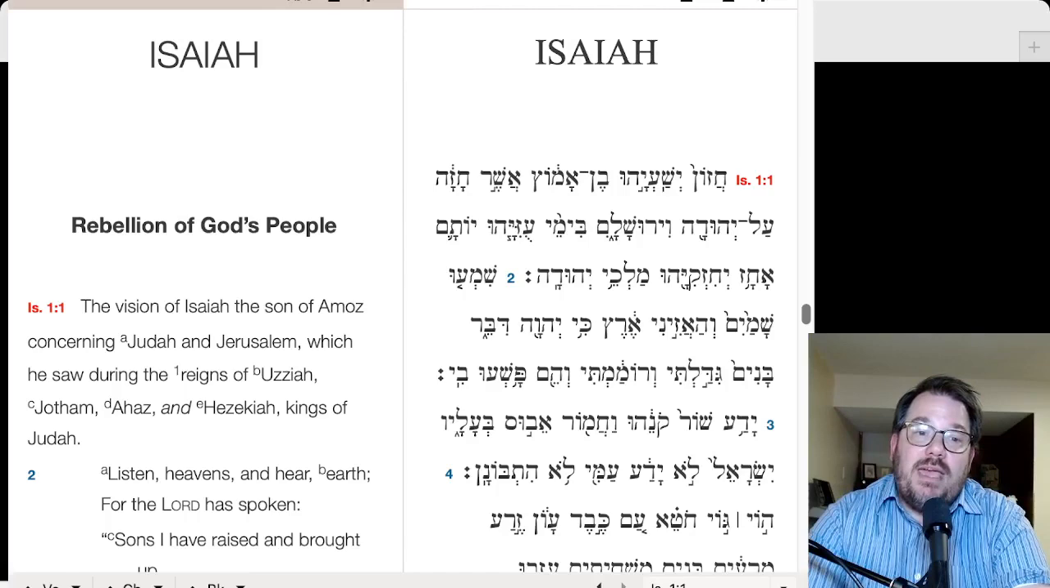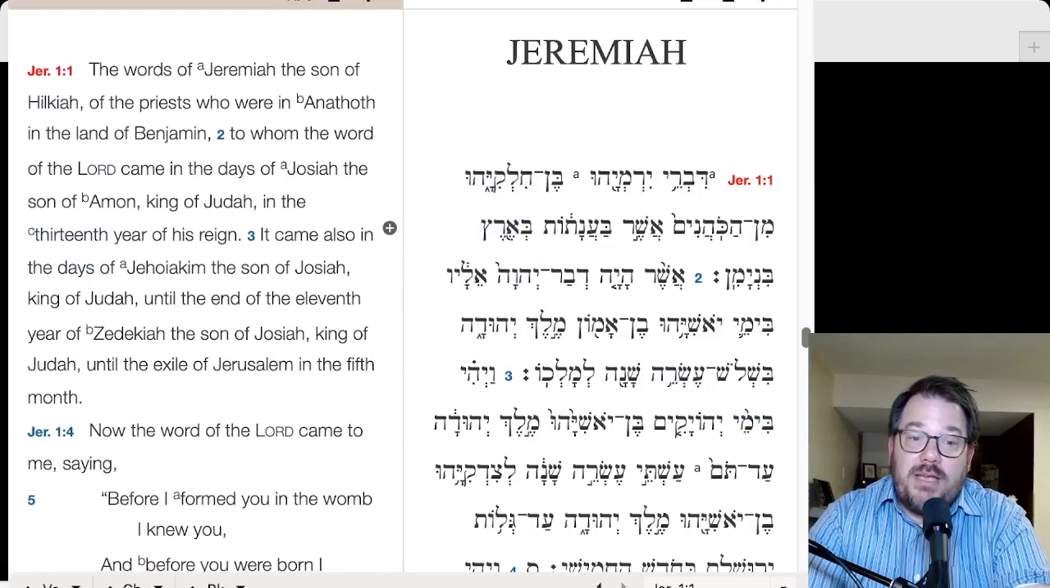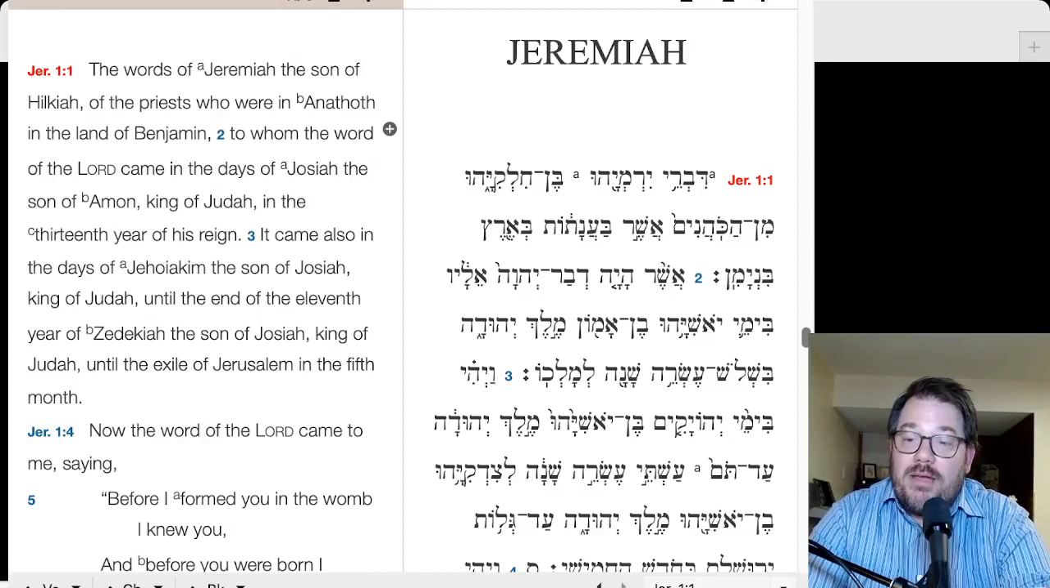We can just go back to Jeremiah. And so here we have three verses, quite a bit more information within these. So we have the words of Jeremiah, son of Hilkiah. There we go, the identification of who this is, of the priests who were in Anathoth in the land of Benjamin. So now this is giving us his hometown, where he's from, a little bit more about his family. He was from a priestly lineage.